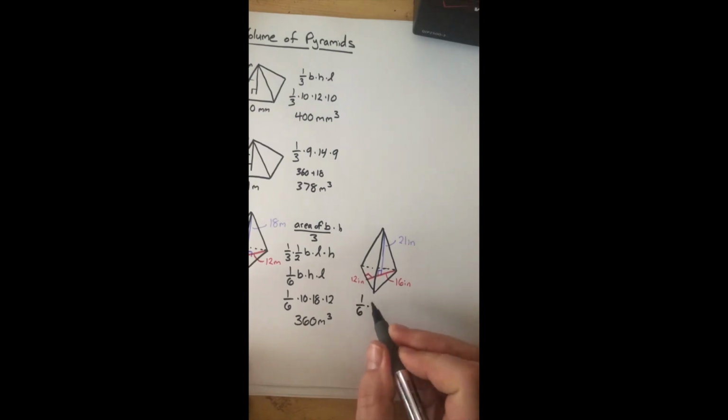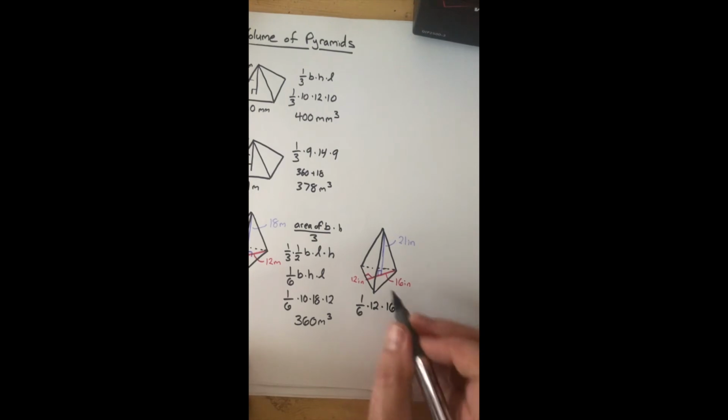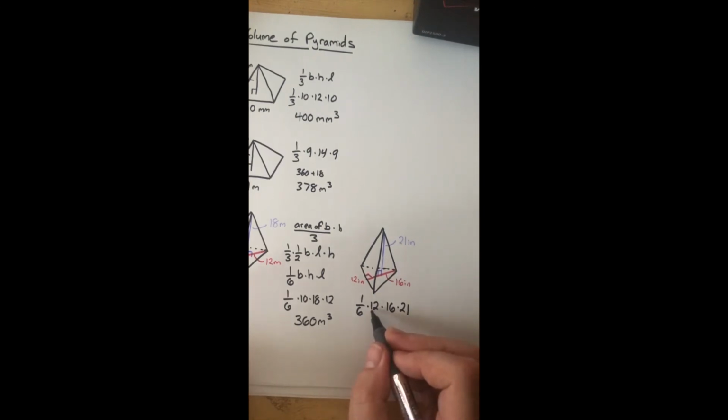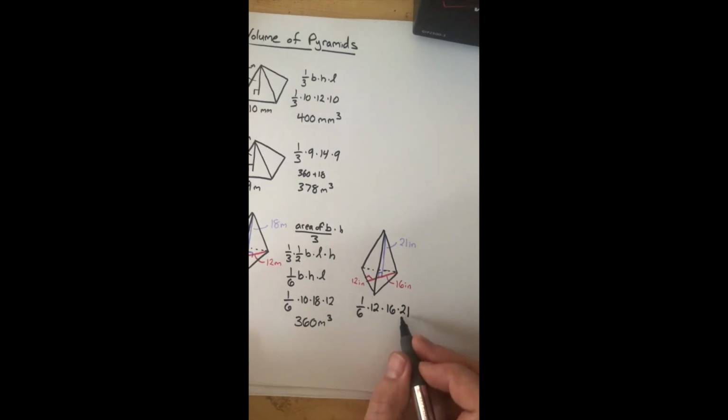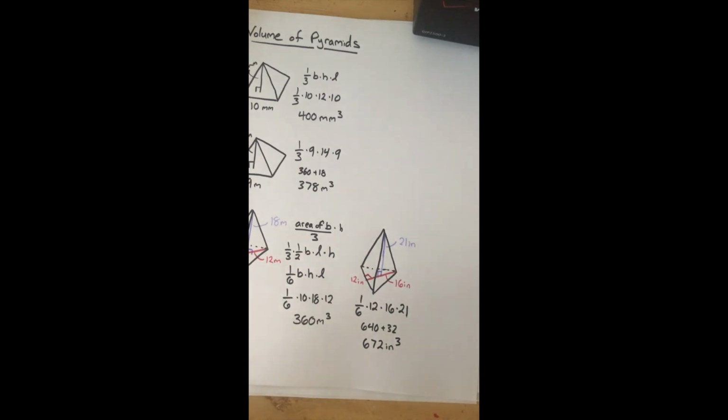1/6 times the base, which is 12, times the length, which is 16, times the height, which is 21. Well, 6 goes into 12 just twice, and then 2 times 16 is 32, and 32 times 21 is a big number. 20 times 32 is 640, plus another 32, so 672 inches cubed. Wasn't that fun?